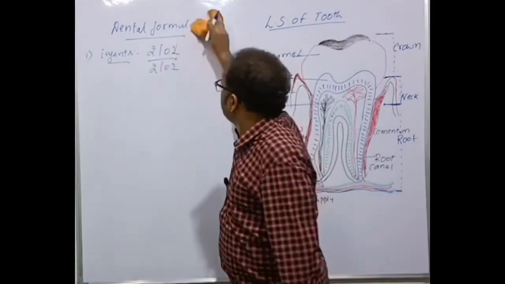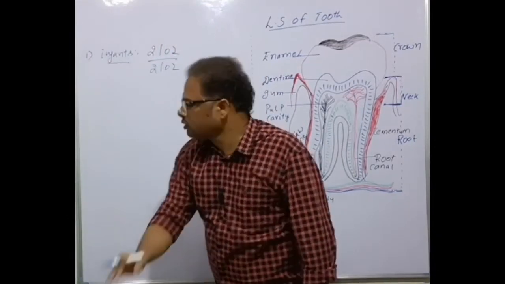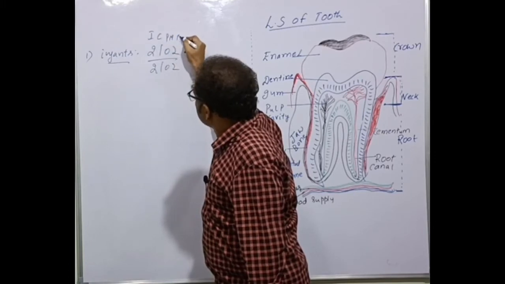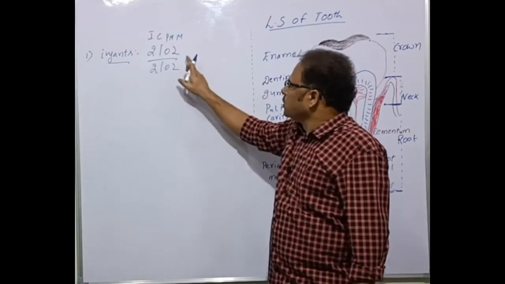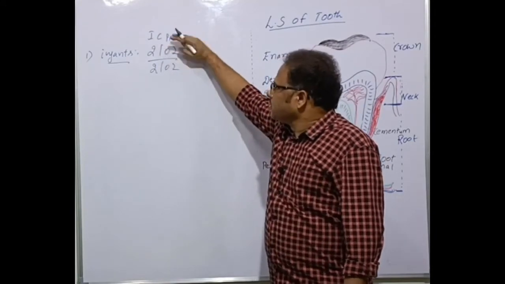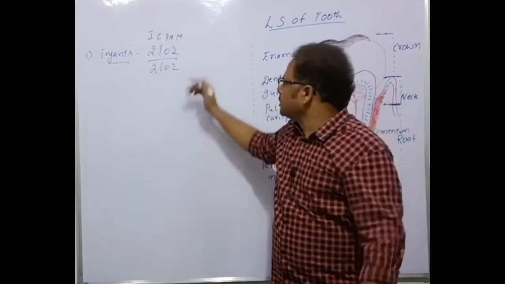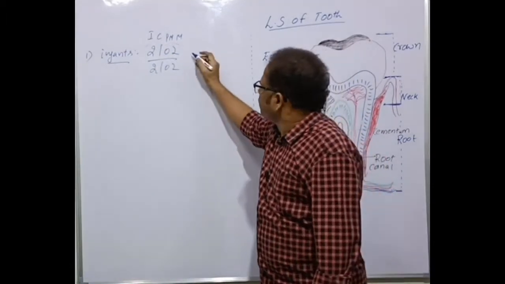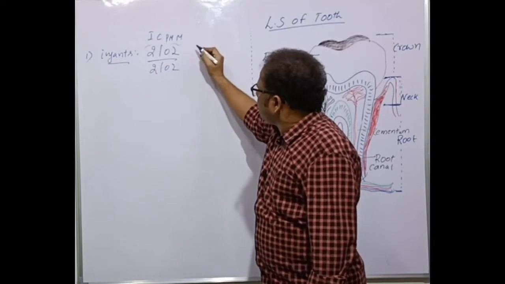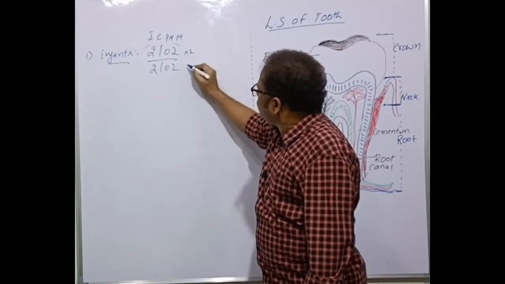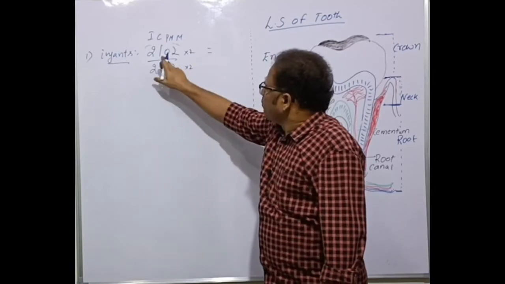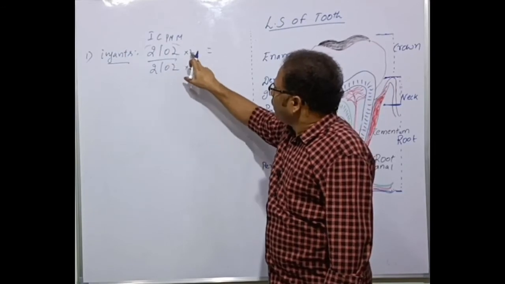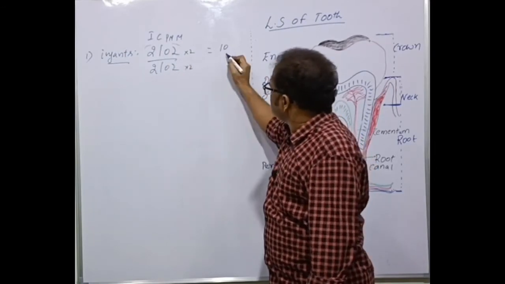Incisors, canines, premolars, molars. 2102 by 2102. The upper side is called the upper jaw. This depicts the upper jaw and this depicts the lower jaw. Clear, students? So how to calculate the formula? Into 2, whichever you put, into 2. 2, 1 plus 2 plus 1 is 3, 3 plus 2 is 5, 5 into 2 is 10. And here also the same, 10.